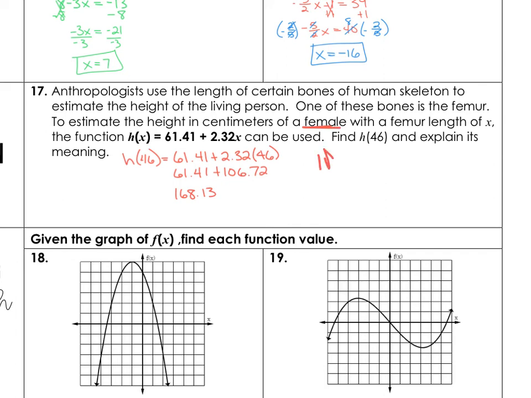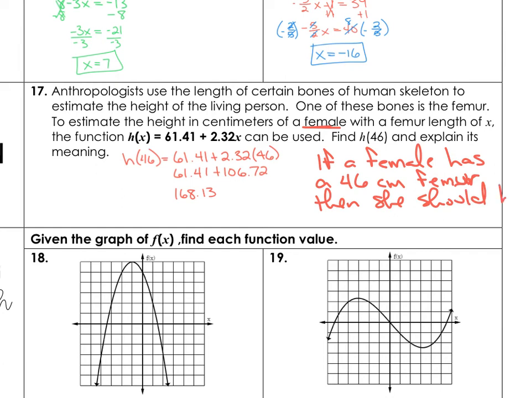Okay, so if a female has a 46 centimeter femur, that's a bone in your leg, then she should be 168.13 centimeters tall. Something like that. Okay, that's what this word problem is trying to get us to do.